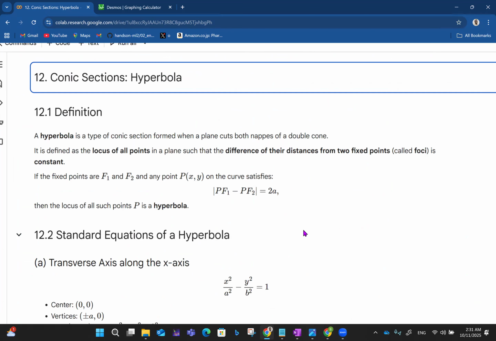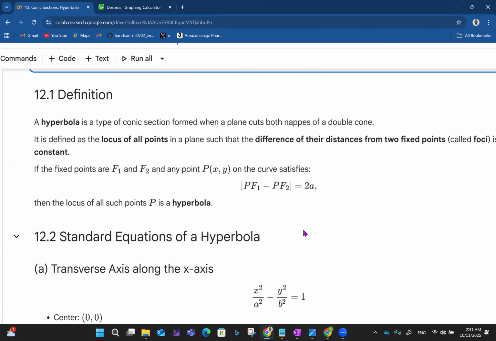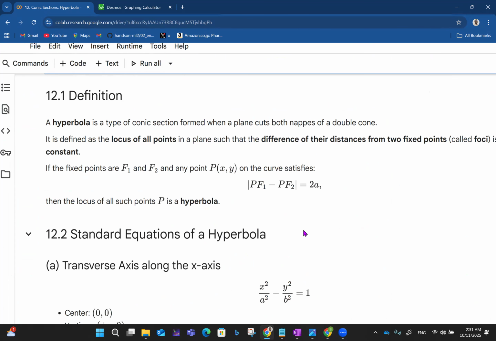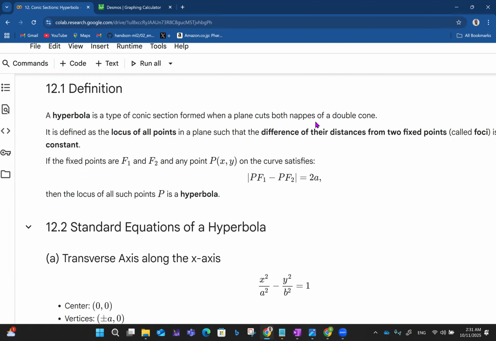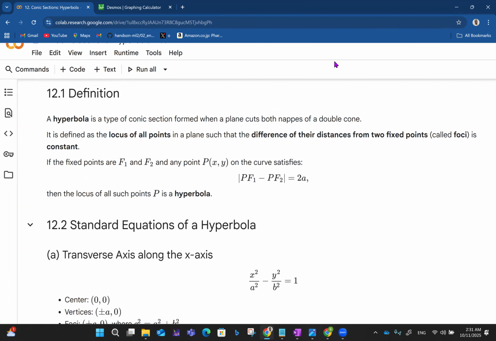A hyperbola is a type of conic section formed when a plane cuts both nappes of a double cone, like what we saw there. It is defined as the locus of all points in a plane such that the difference of their distances from two fixed points called foci is constant. For the ellipse it was the sum of their distances, but now it is the difference. So a hyperbola is just like an ellipse, except that instead of the sum, you have the difference.